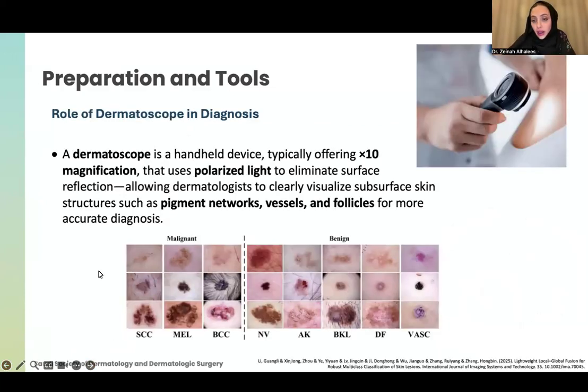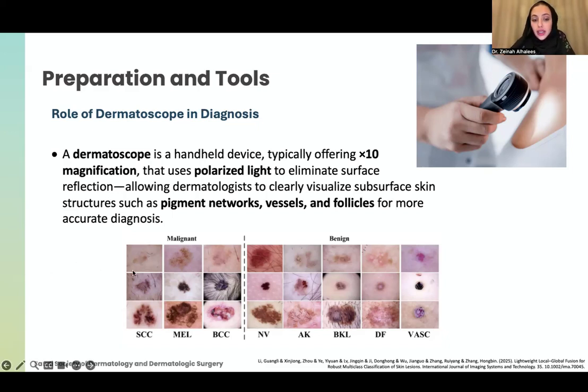So what is the dermatoscope? And this is what I was just telling you about. A dermatoscope is a handheld device. It typically offers a times 10 magnification. It uses something called a polarized light, and that light is able to eliminate surface reflection. So you can actually see deeper structures in the skin rather than only surface structures. So it enables you to look at pigment networks in a better way, at blood vessels, at hair follicles and hair shafts, and this aids in a more accurate diagnosis.